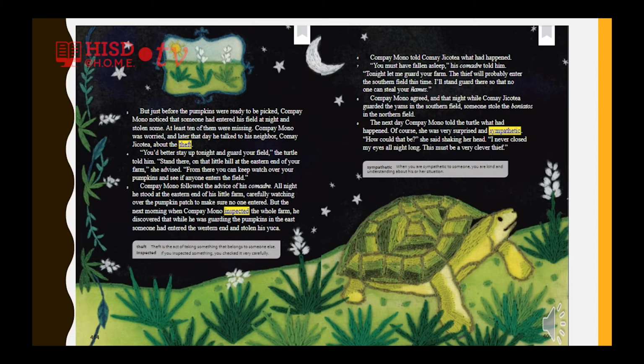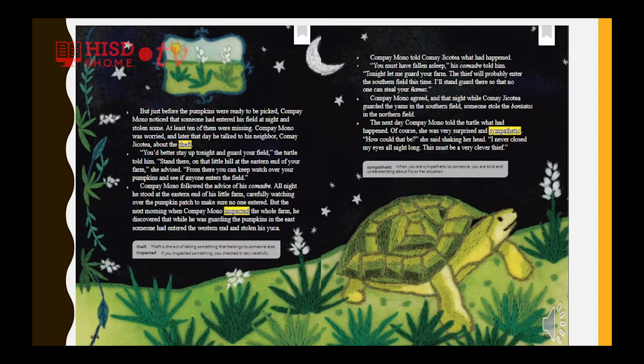But just before the pumpkins were ready to be picked, Compe Mono noticed that someone had entered his field at night and stolen some. At least 10 of them were missing. Compe Mono was worried, and later that day he talked to his neighbor, Come Jicotea, about the theft. "You'd better stay up tonight and guard your field," the turtle told him. "Stand there on that little hill at the eastern end of your farm," she advised. "From there, you can keep watch over your pumpkins and see if anyone enters the field."